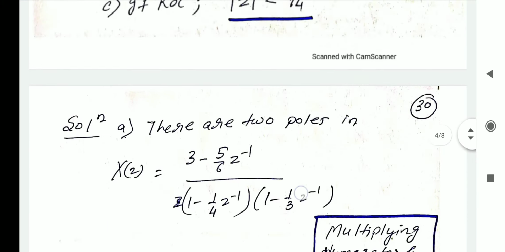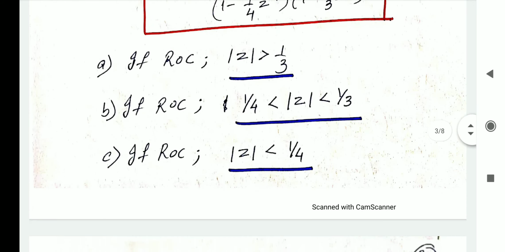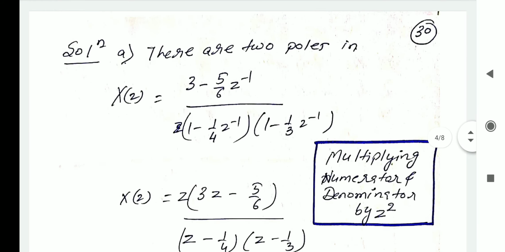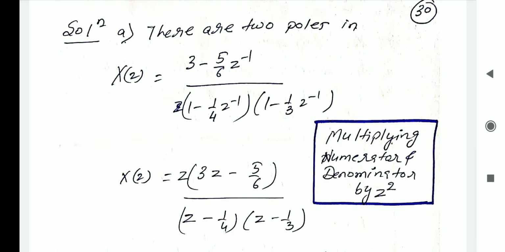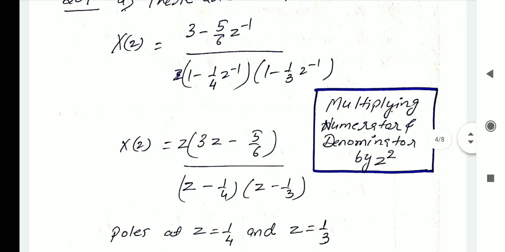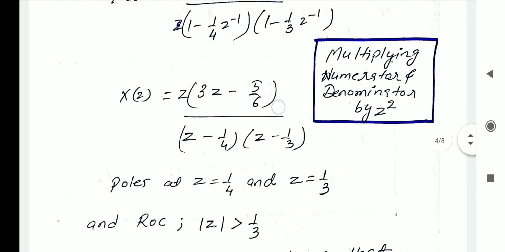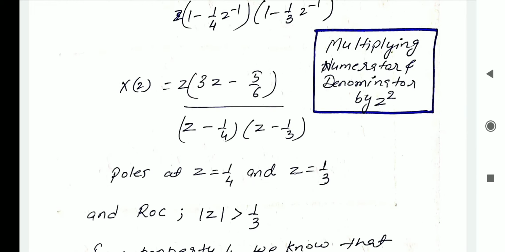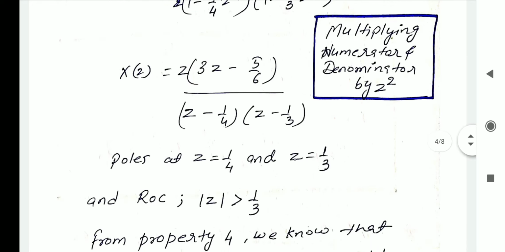Now there are two poles. Let us take the x of z expression which is given to us. X of z is (3 minus 5 by 6 z to the power minus 1) upon (1 minus 1 by 4 z to the power minus 1) into (1 minus 1 by 3 z to the power minus 1). Now from this expression, if we multiply the numerator and denominator by z square, we'll get this form of x of z, where z into (3z minus 5 by 6) by (z minus 1 by 4)(z minus 1 by 3).